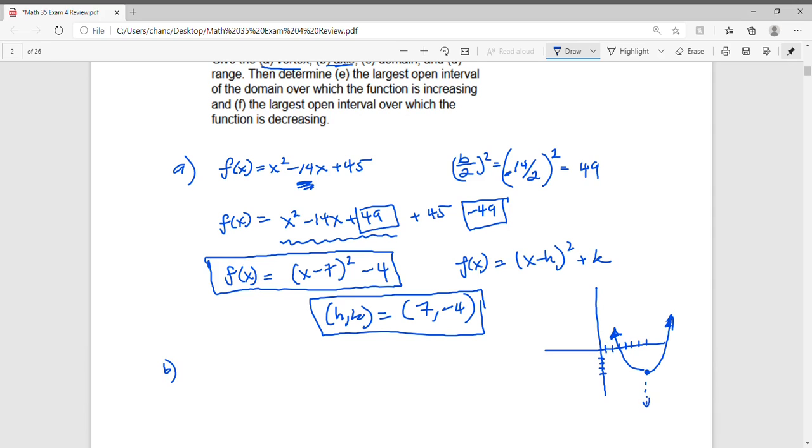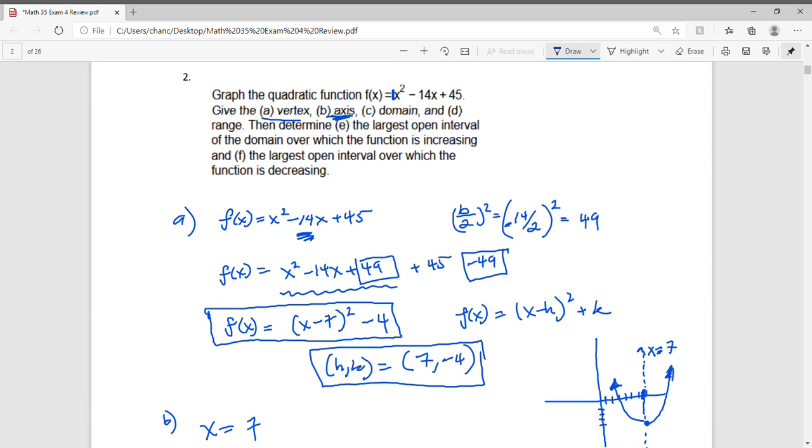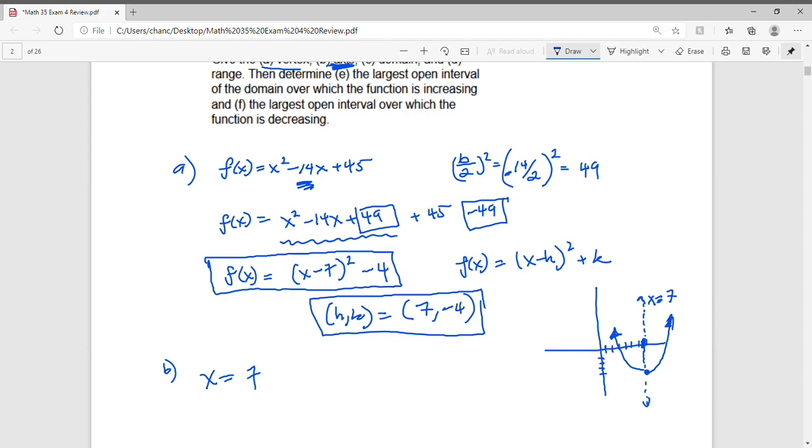Now I know the axis of symmetry is going to run straight to the vertex. It's going to cross the x-axis here at x equals 7. This is our axis of symmetry, x equals 7. And that answers question B. What is the axis of symmetry? The vertical line, x equals 7, is our axis of symmetry.